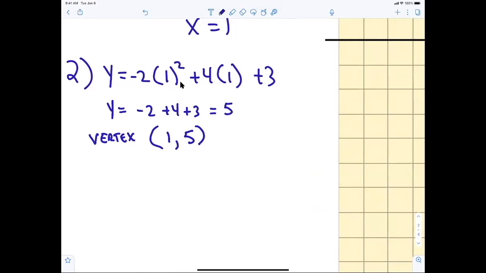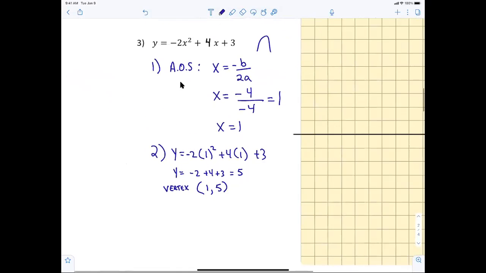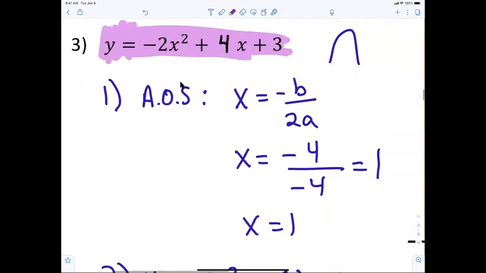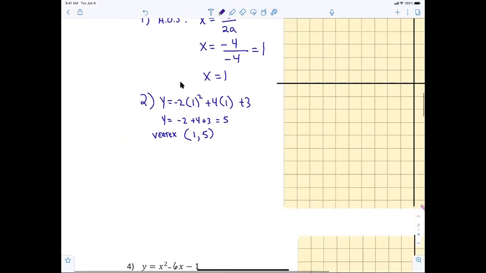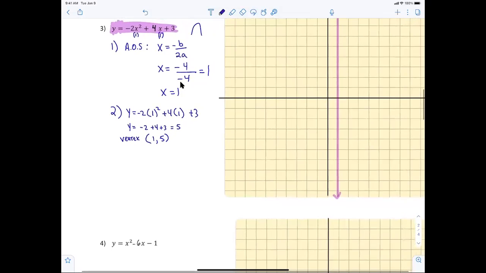Anybody have any issues? Okay, that is the original equation. I'm plugging, someone asked me that earlier. I'm using this equation right here to plug 1 in. You with me? I'm plugging 1 in for x. All right, here we go. So now graph 1, 5.